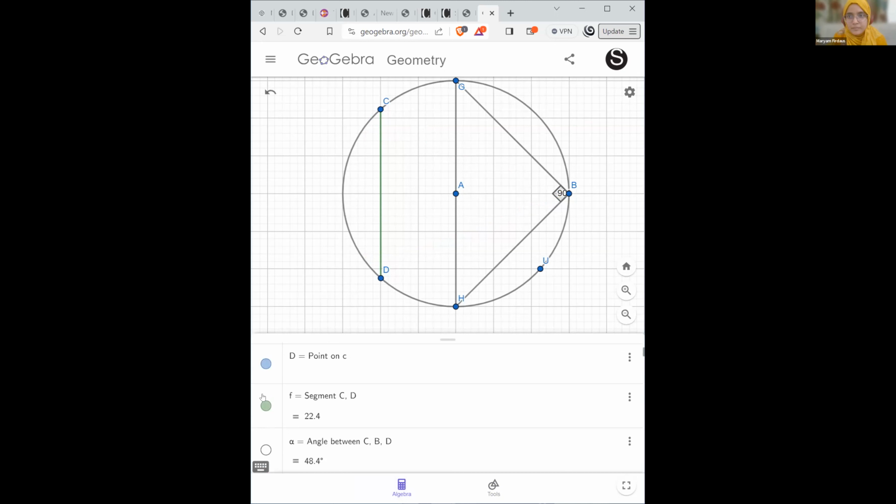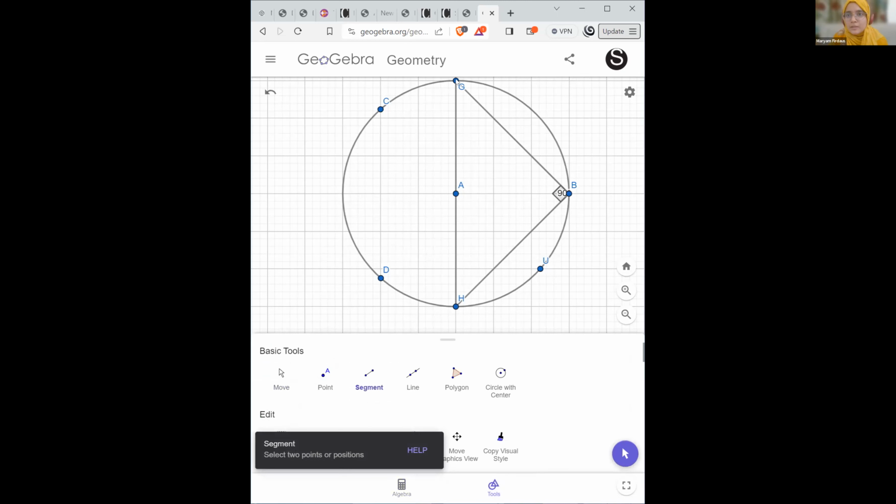The first theorem is equal chords of a circle subtend equal angles. We are going to come to that. Okay, we are coming to that. Yes.